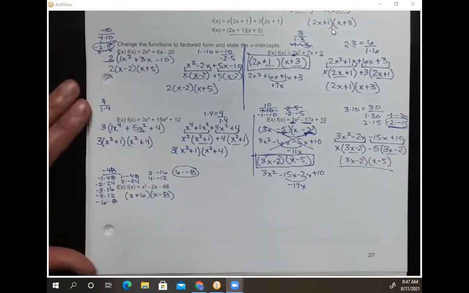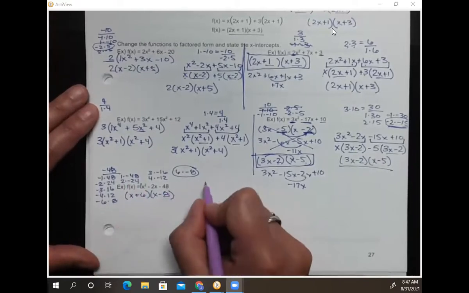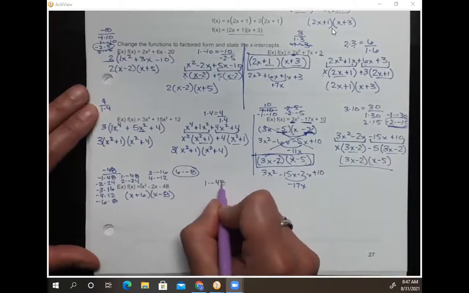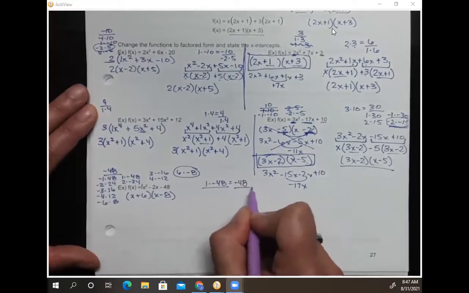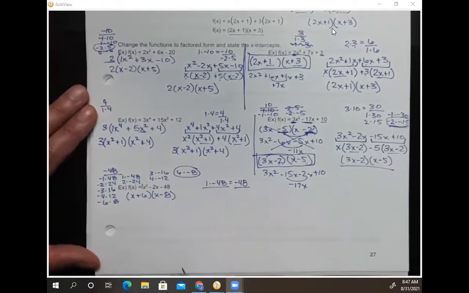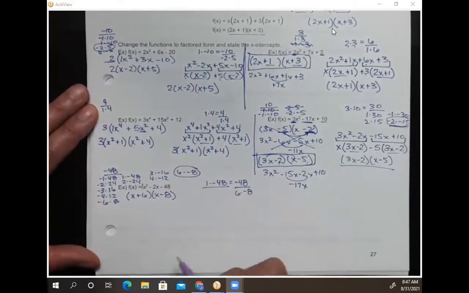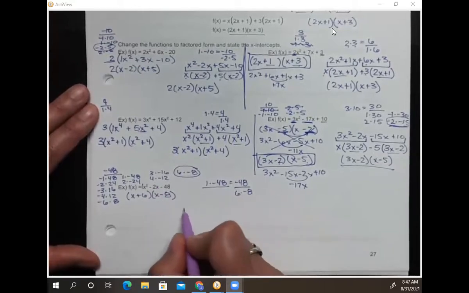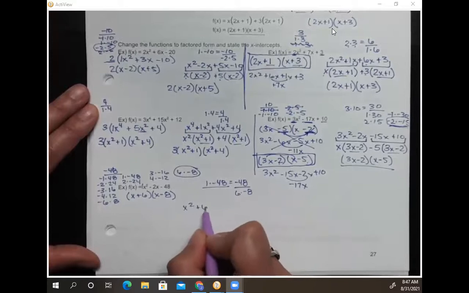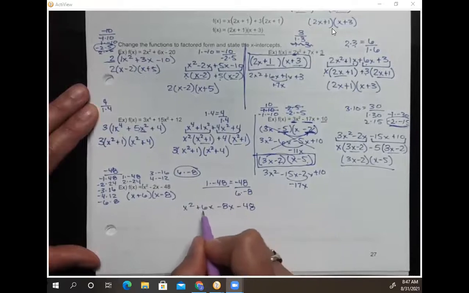If I use that AC strategy, we would take 1, since that's our A, times -48, and I would be looking for factors of -48 that add to -2. So we've done that work already. We know that it's 6 times -8. Now for the AC method, I would rewrite this with the middle term split up using the factors we've chosen. So this would be x squared plus 6x minus 8x minus 48. And again, the order on these middle terms is not important. If you have them swapped, that's fine.